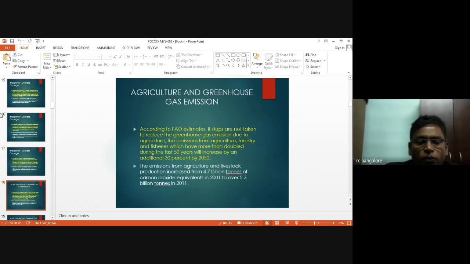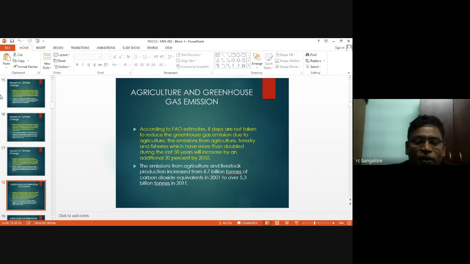According to FAO estimates, if steps are not taken to reduce the greenhouse gas emissions due to agricultural activity, the emissions from agriculture, forestry, and fishery, which have more than doubled during the last 50 years, will increase by an additional 30% by 2050. So what is the importance of these statements?